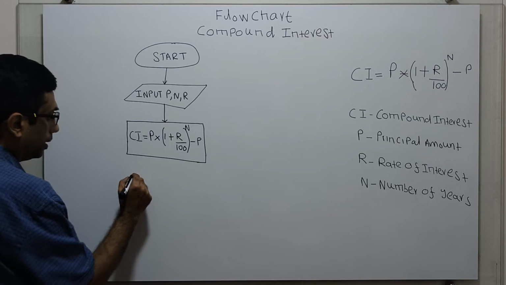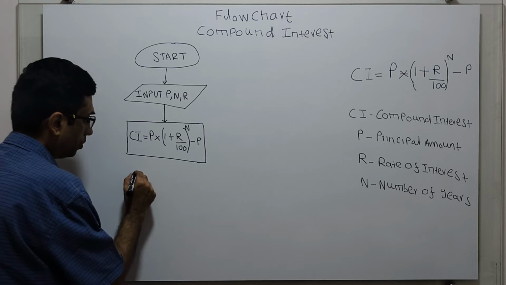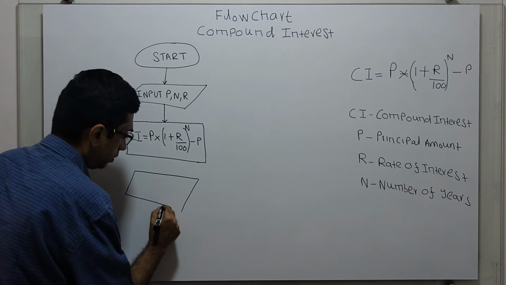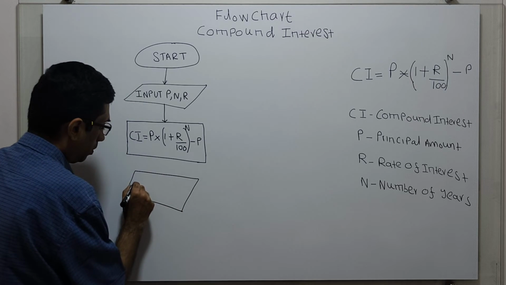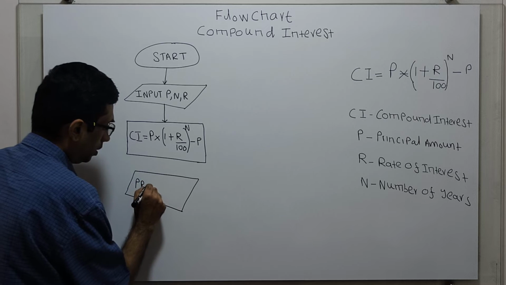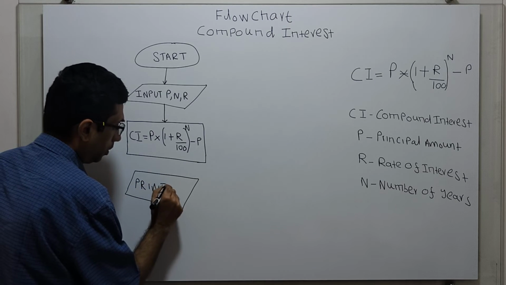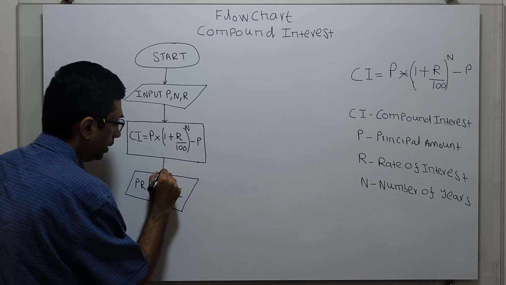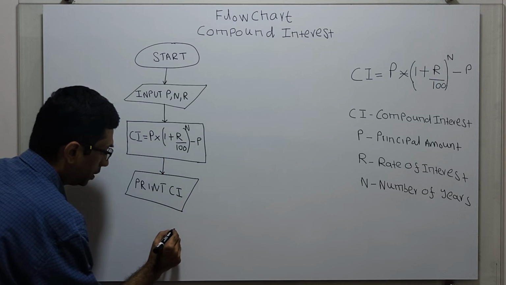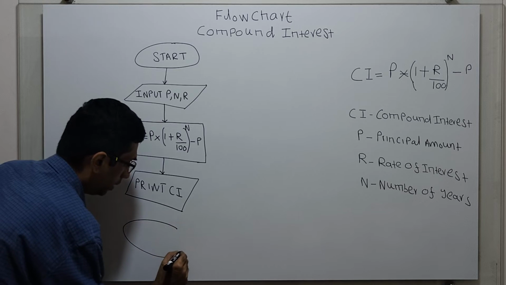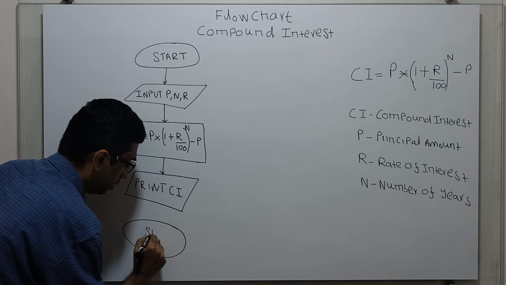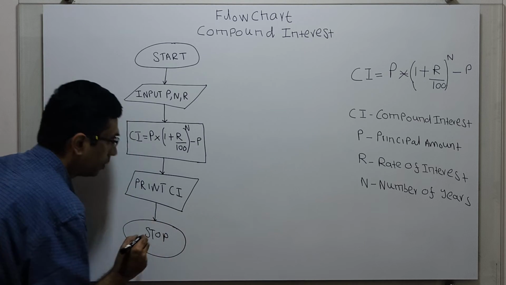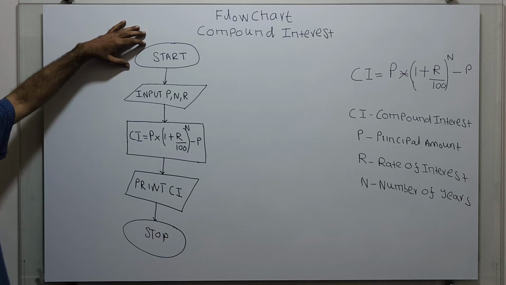Next, I am printing the result, compound interest. Print compound interest, the variable CI. Next, I am ending the flowchart with the logical stop of the flowchart.